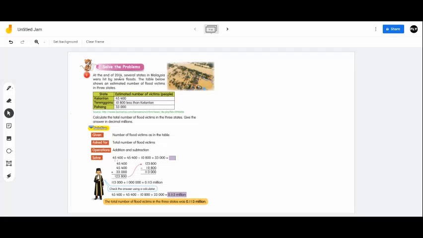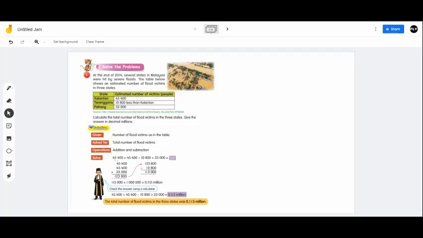At the end of 2014, several states in Malaysia were hit by severe floods. The table below shows an estimated number of flood victims in 3 states. Kelantan, 45,400. Terengganu, 10,800 less than Kelantan. Pahang, 33,000. Calculate the total number of flood victims in these 3 states. Give the answer in decimal millions.